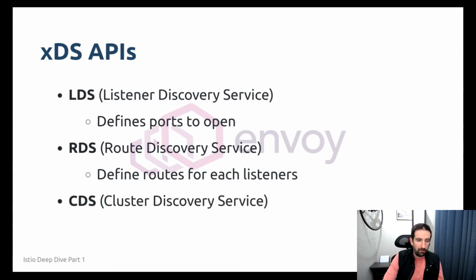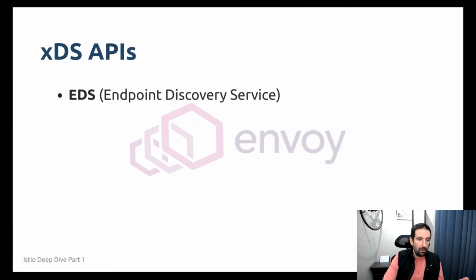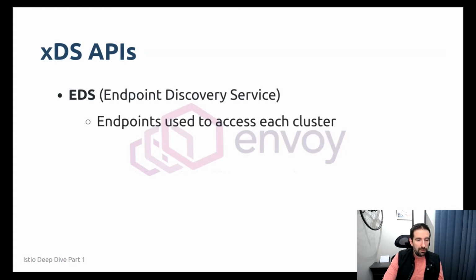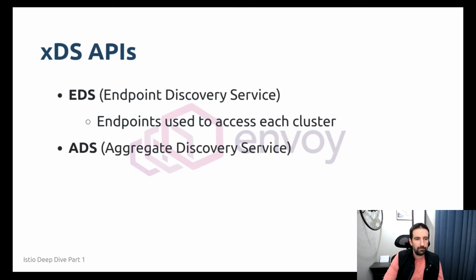We have the Cluster Discovery Service, which defines the upstream clusters. Upstream clusters are the services that are actually going to process the requests that go through the Envoy proxy. We have the Envoy Endpoint Discovery Service, which defines the endpoints that are used to access each of the clusters, for example, the IPs, the DNS names, and so on. And we also have the Aggregate Discovery Service, which we're going to dig into a little bit more.